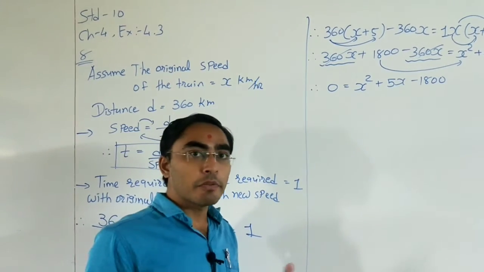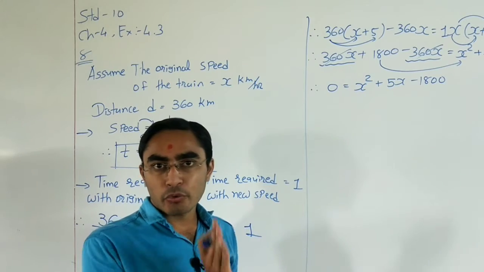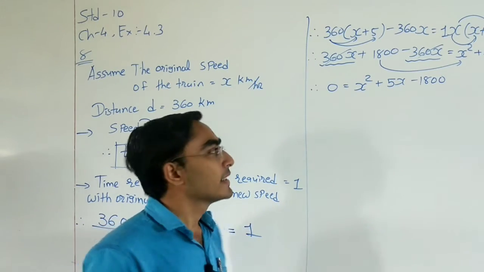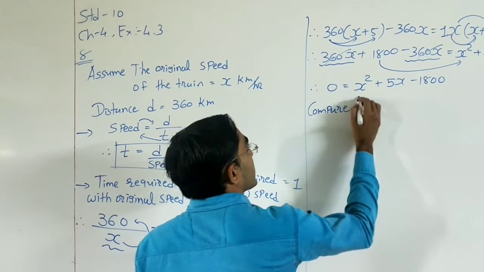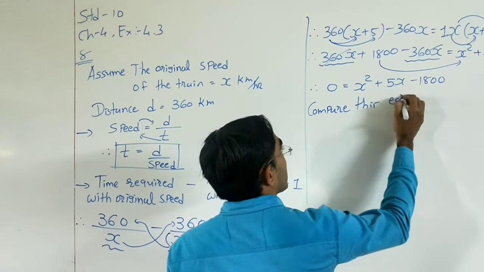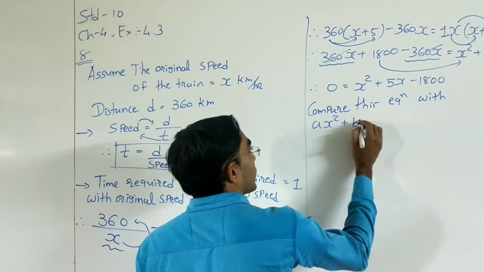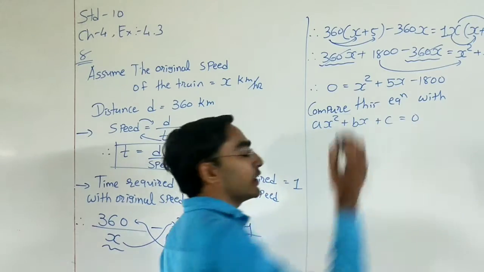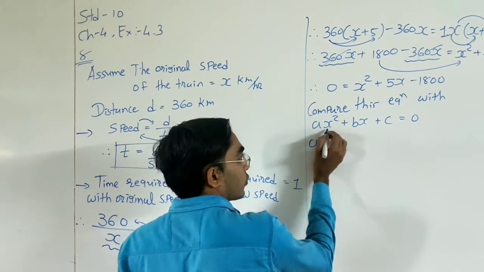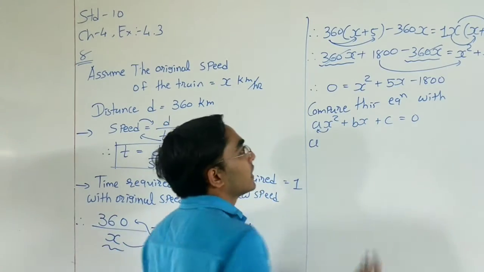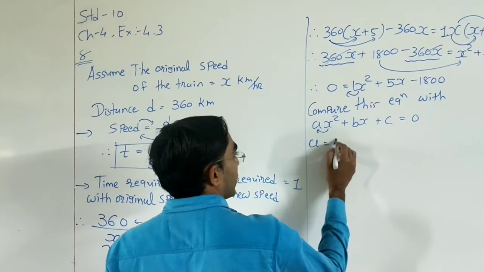Okay, for that what we need to do? We need to do comparison with the standard form ax square plus bx plus c, right? So write down, compare this equation with ax square plus bx plus c is equal to 0. So your a, it is the coefficient of x square. Here nothing we have, that means 1. So a is equal to 1.